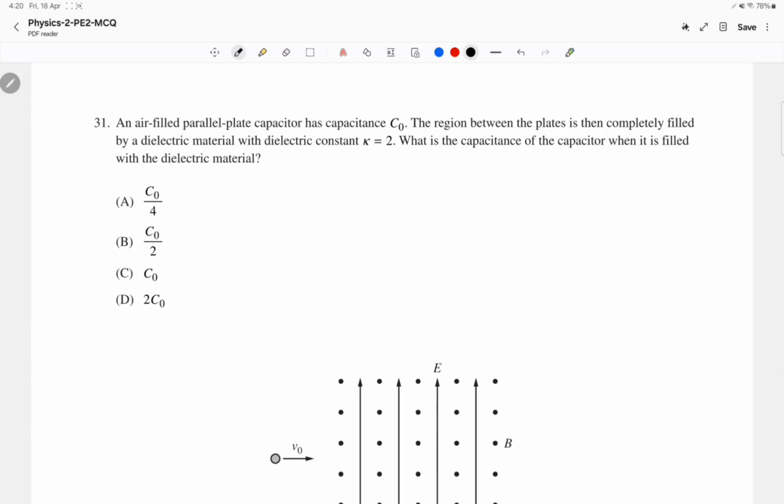31. An air-filled parallel plate capacitor has a capacitance of C0. And we're going to put in a dielectric constant. Now you have to know that C is directly proportional to the dielectric constant. And so if it's 2, that means the C goes up by a factor of 2. So it's D very easily.